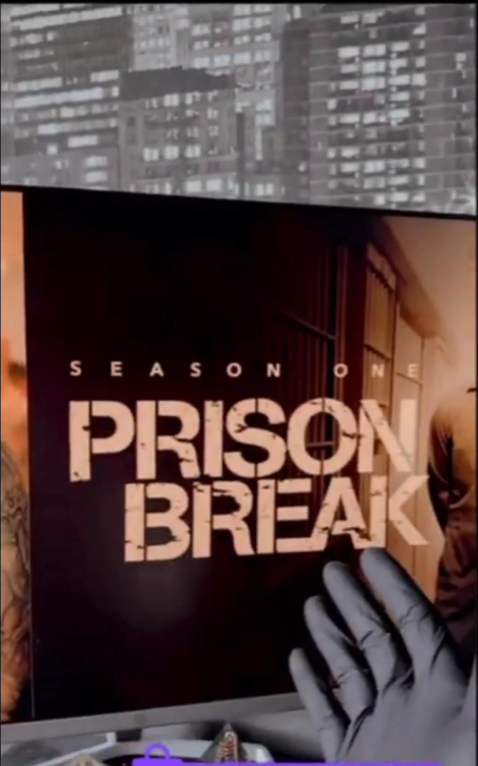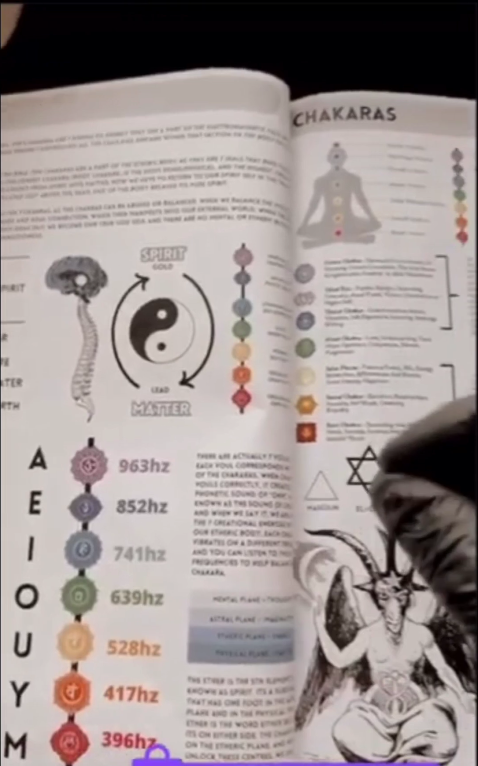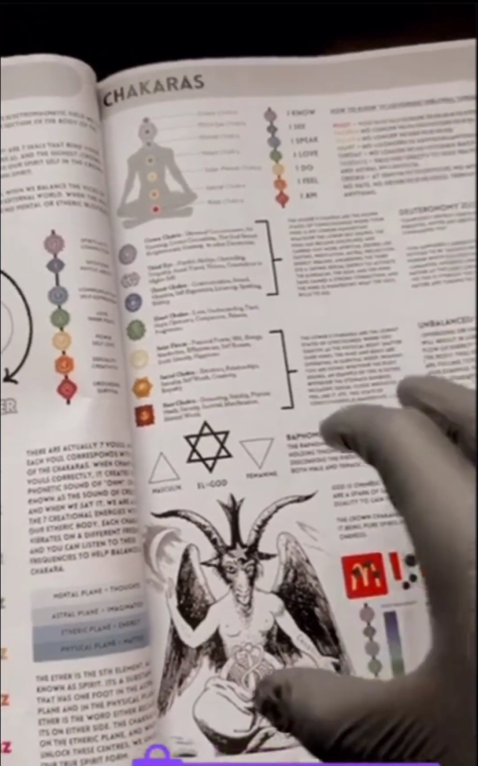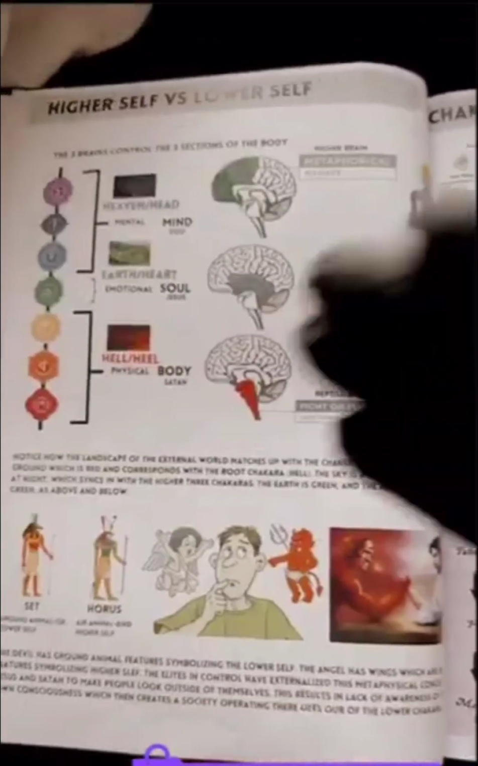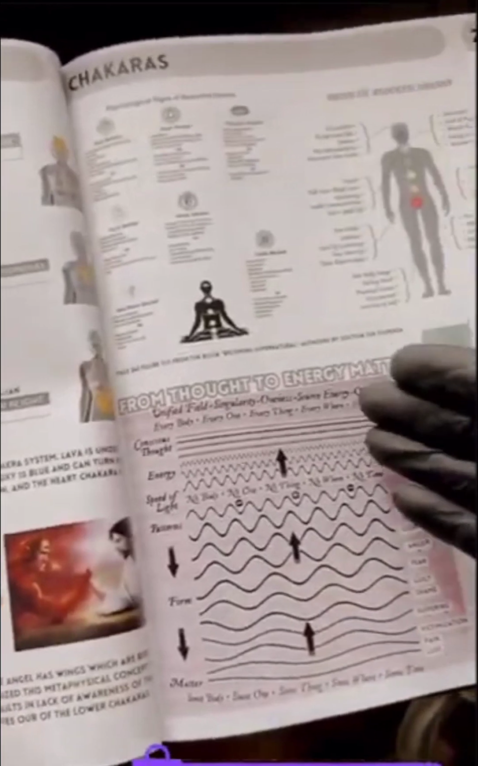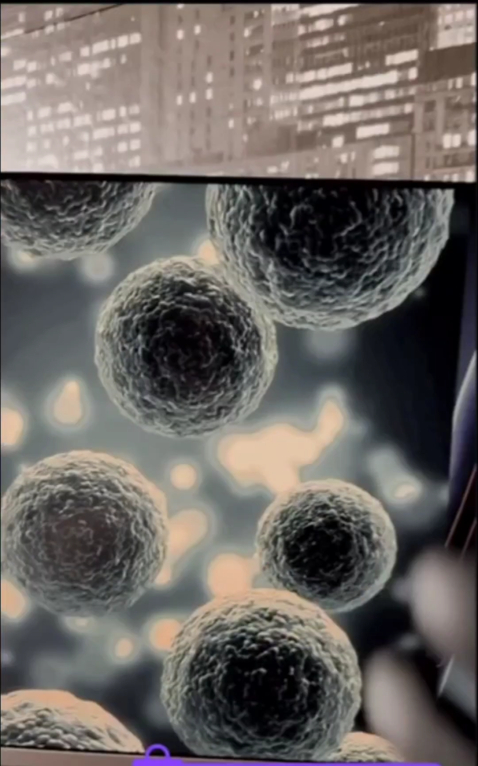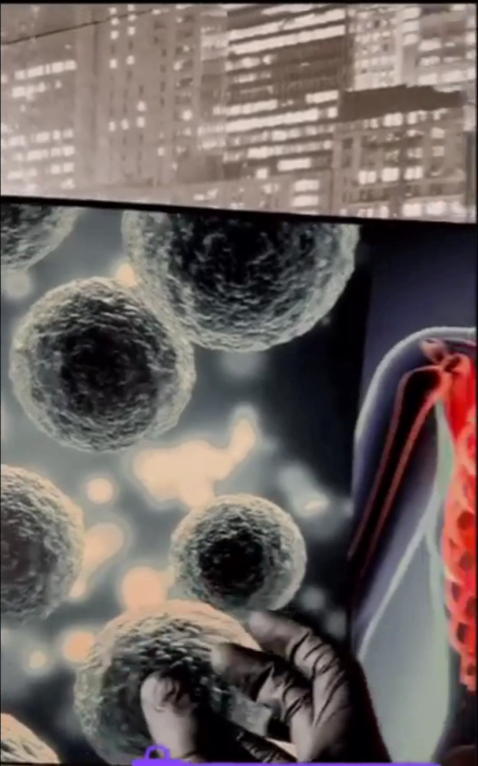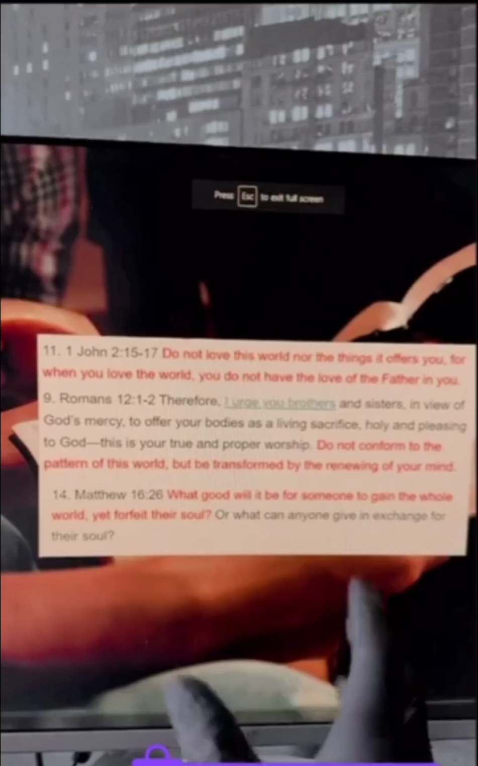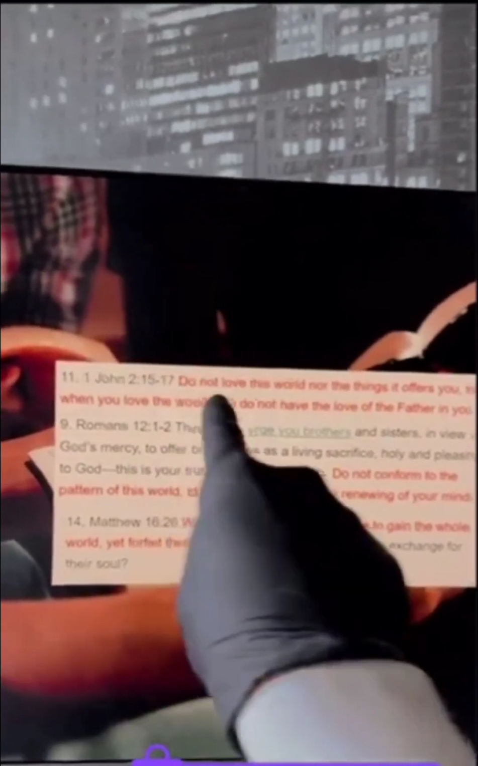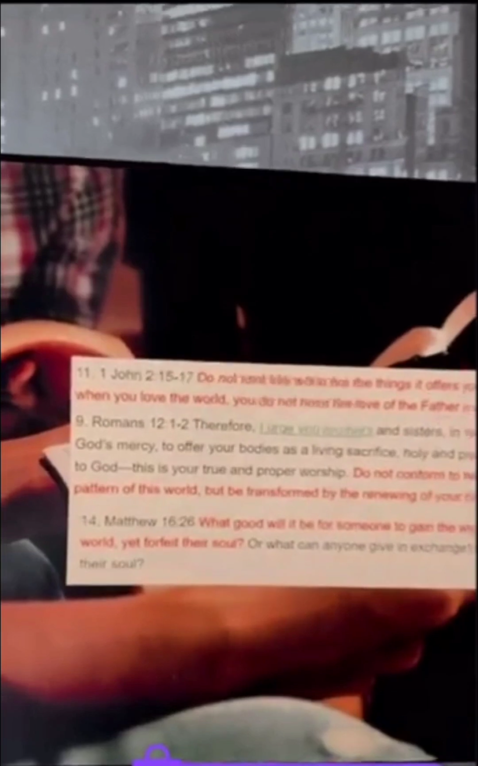Your body is a prison. The real matrix is your consciousness being stuck in third-dimensional awareness, the physical body. Every religion teaches that this world is the false world and there is a heaven or another base reality. You're made out of cells, a prison cell, and your ribcage is a cage. This is why the Bible says, do not love this world nor the things it offers you.